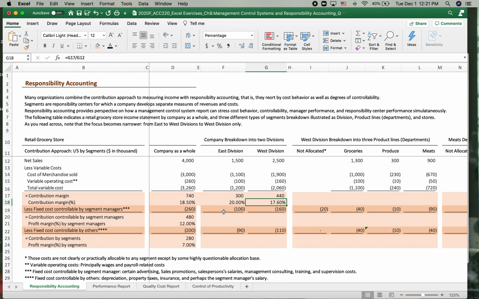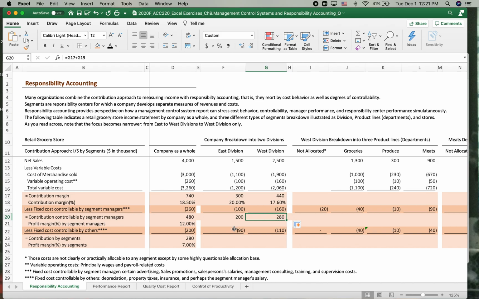In effect, we need to focus on this contribution margin percentage, and then the fixed cost controllable by segment managers. I'm going to drag it to the right. As you can see, it's still 280 after the subtraction of the fixed cost controlled by segment managers. So we want to know the responsibility of the segment managers in terms of the result.